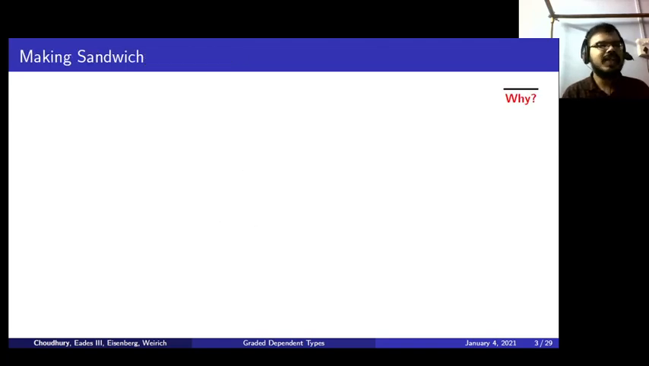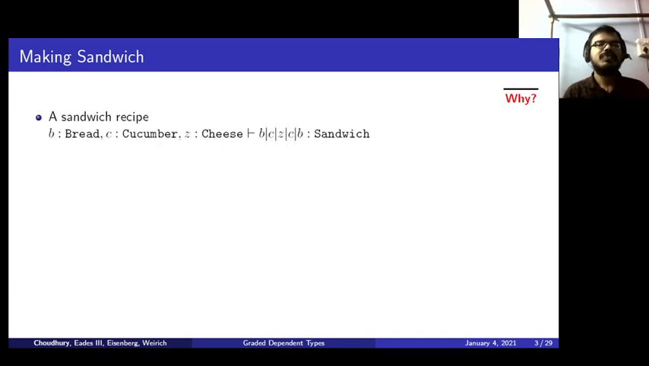We begin with an analogy of making sandwiches. Here is a simple recipe for making a cucumber cheese sandwich. We sandwich the cucumber and cheese slices between the bread slices. But there is something that is missing from this recipe, something that recipes invariably contain. Can you guess what? The quantities.